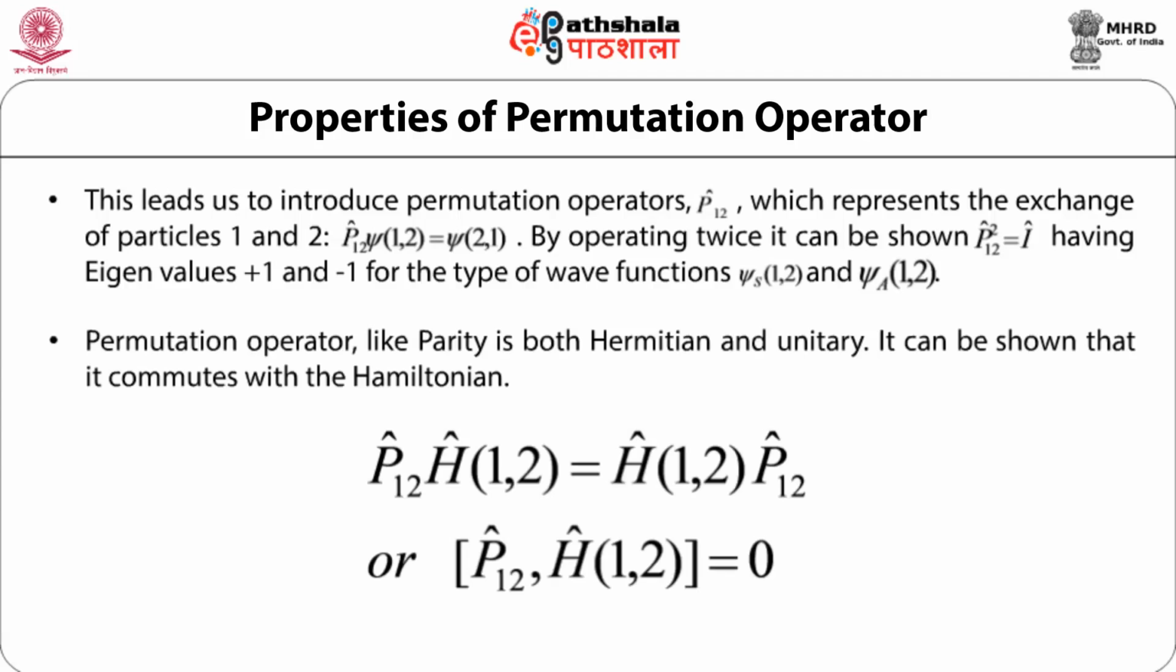Permutation operator, like the parity operator, is both Hermitian and unitary. That means that the permutation operator is equal to its inverse as well as equal to its adjoint, and thus it can be shown that the permutation operator commutes with the Hamiltonian, or writing it mathematically, permutation operator P12 acting on Hamiltonian operator H12 is equal to Hamiltonian operator H12 acting on the permutation operator P12, or the commutator of the permutation operator P12 and the Hamiltonian operator H12 is 0.